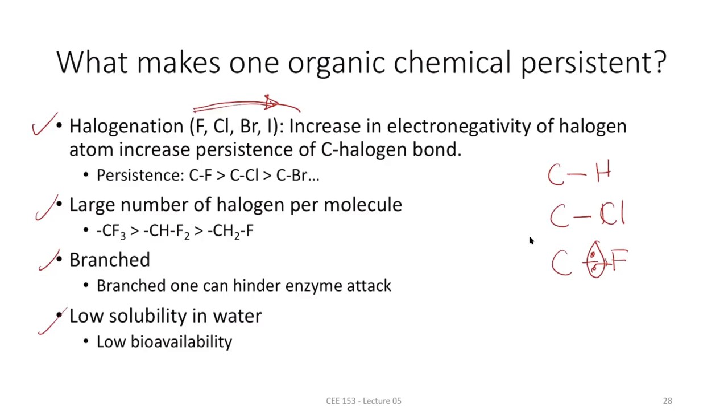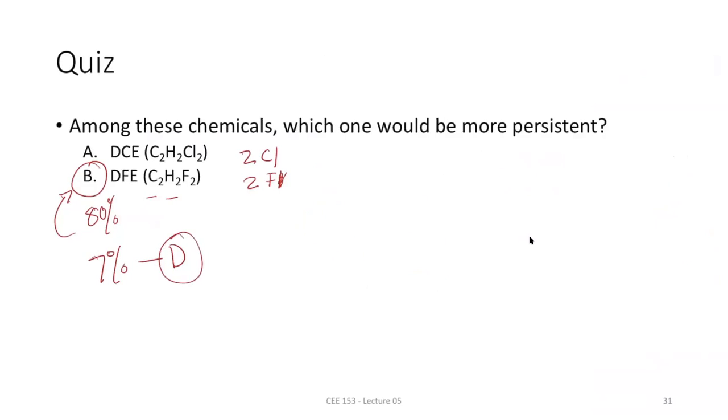Why is fluorine more electronegative? Fluorine has seven outer shell electrons and you just need one more electron, so it has a very strong affinity for that one electron. On top of that, it's a very small atom, so the nucleus is very close to the outer shell, and they attract very strongly and will not let it go. Whereas chlorine is bigger. But all you have to think of here is fluorine or chlorine: fluorine is more electronegative, which means that bond is stronger and more persistent. Any question?